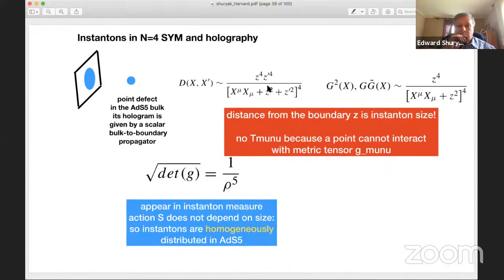Now I want to tell you a little bit about some modern model building related to AdS/CFT and holography. First, there is this theory, N=4 supersymmetric Yang-Mills, and it has this AdS/CFT correspondence. So this is the bulk. This is the four-dimensional boundary, and the rest is the bulk. This coordinate to the right is the holographic coordinate, the fifth coordinate. And the space is AdS5.